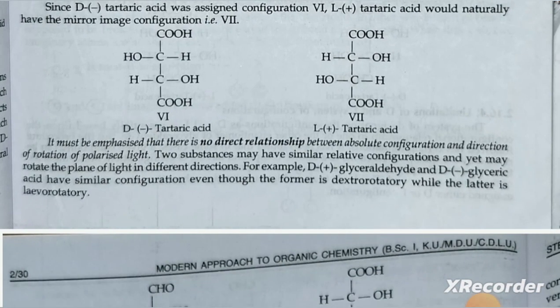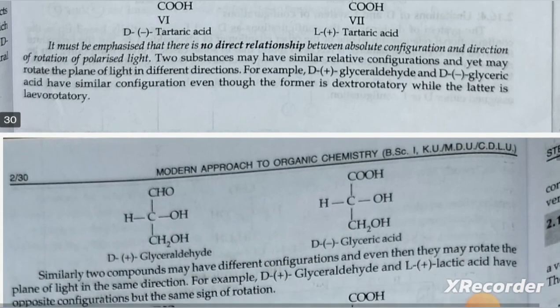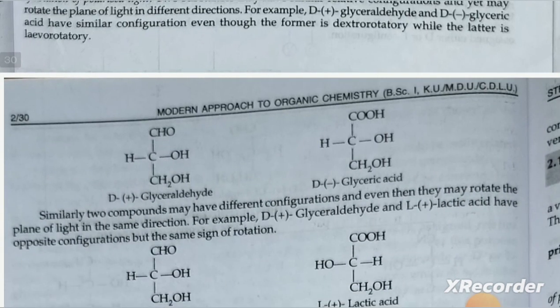It must be emphasized that there is no direct relationship between absolute configuration and the direction of rotation of polarized light. Two substances may have similar relative configurations and yet may rotate the plane of polarized light in different directions. For example, D(+)-glyceraldehyde and D(-)-glyceric acid have similar configuration even though the former is dextrorotatory while the latter is levorotatory.